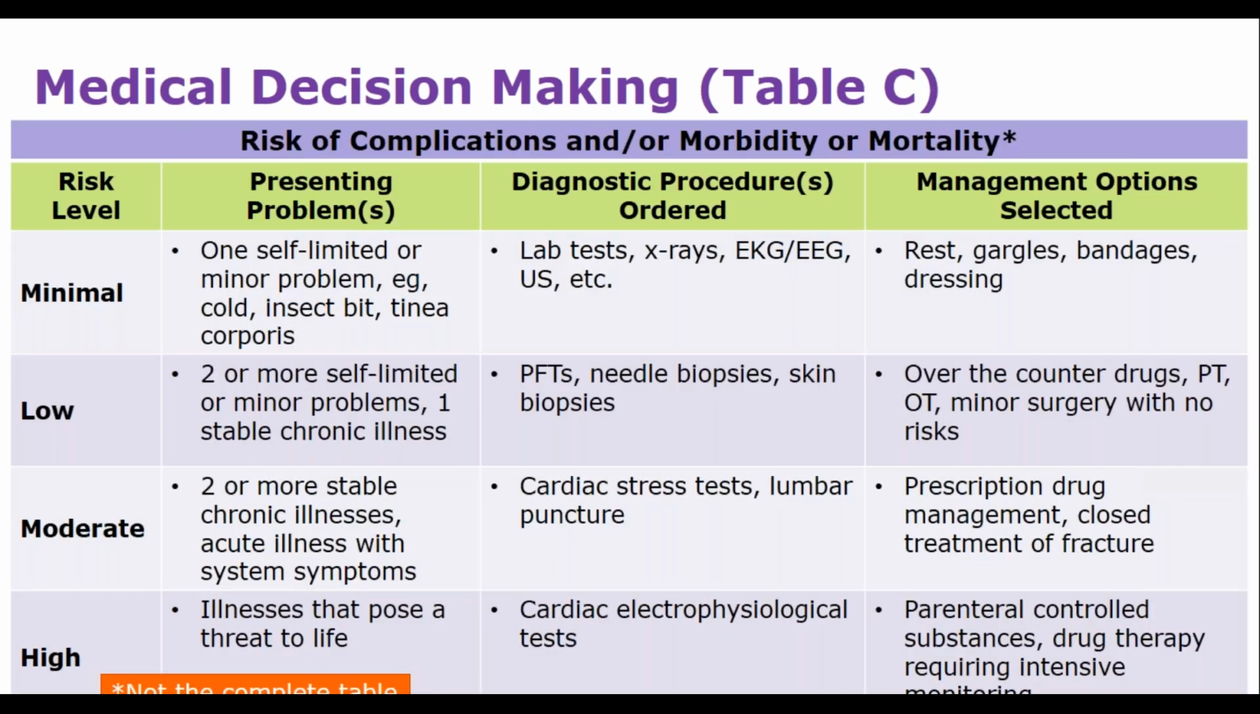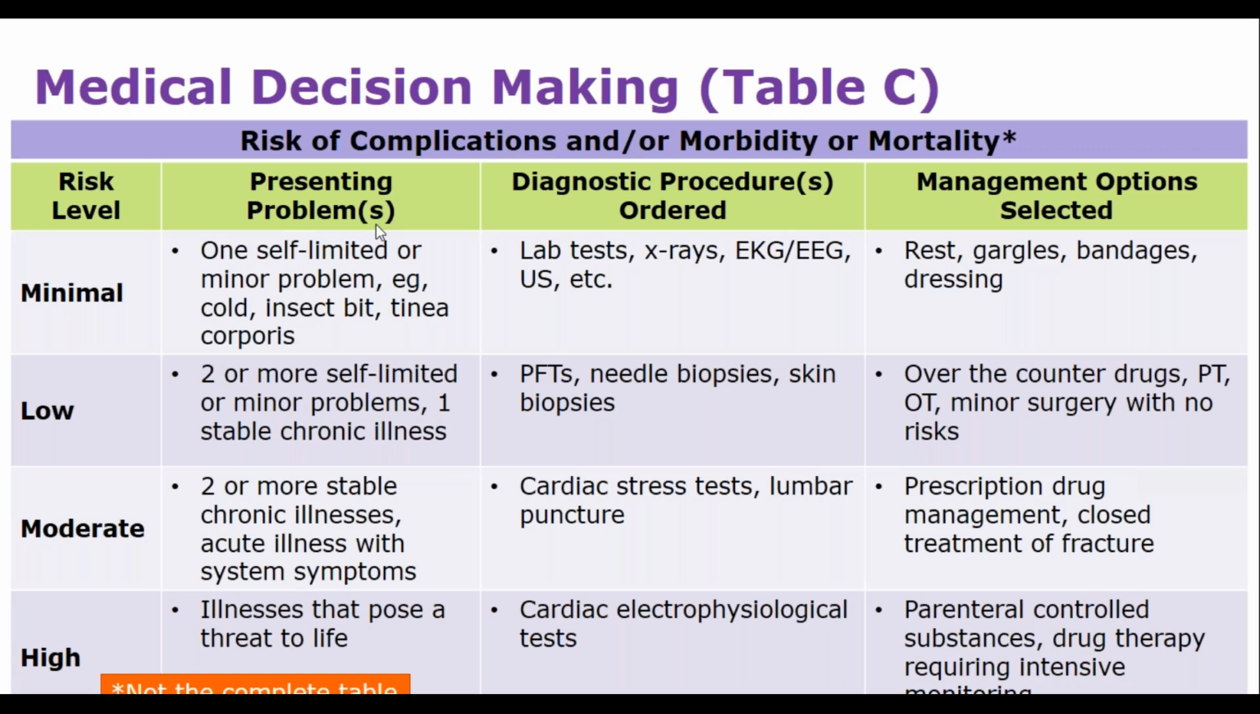The last table is Table C, which is risk. And this is not the whole table of risk. So if you're familiar with E&M, you already know that. But if not, you can look at the guidelines in the 95 or 97 guidelines, or if your MAC has an E&M tool, they should all be using the CMS table of risk. And there's 3 categories, so you'll see that across the top. Presenting problems, diagnostic procedures ordered, and management options selected. And risk is going to be whatever is the highest in any of those 3 categories.